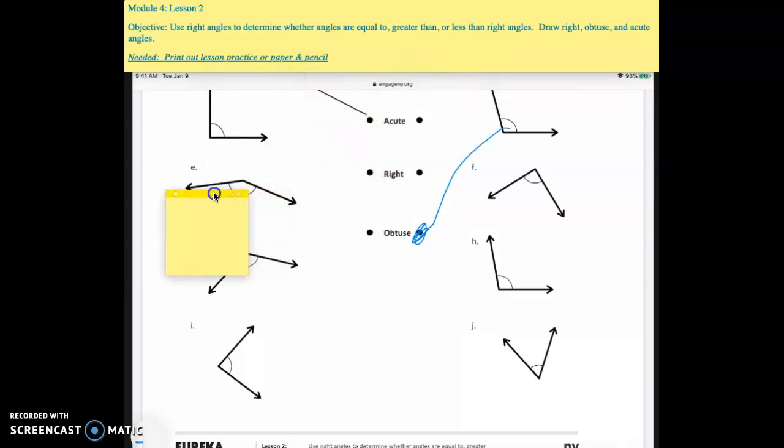All right, here's this one. I cannot move my sticky. I don't know how to pivot it. But I can just see right now that that is definitely greater than, so that is obtuse.